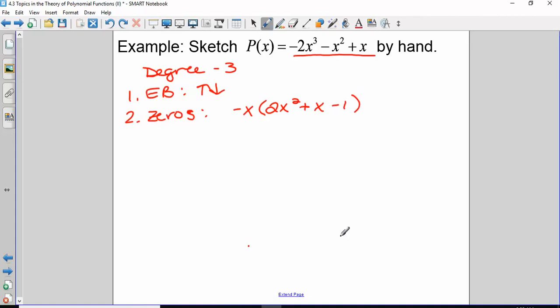Then what do we need to do? Let's go ahead and just do box method. We're going to have to do it in a second anyway. So what would multiply to negative 2 and add to positive 1? Positive 2 and negative 1, because I want a positive in the middle. Since I pulled out a negative, it changed all my signs. Then we have 2x minus 1, x plus 1.